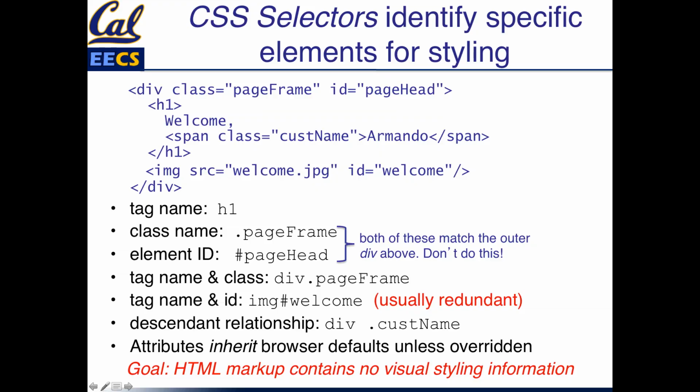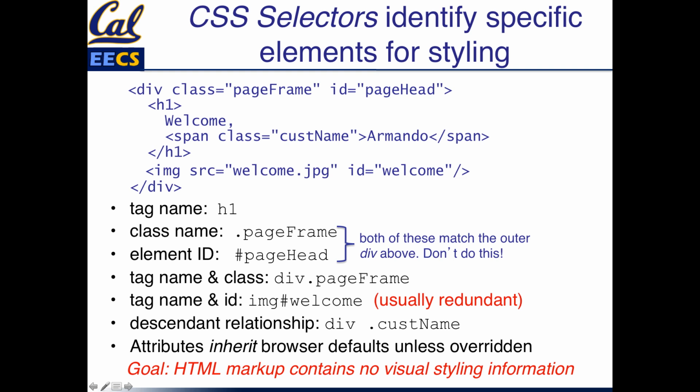Here's a very simple example that we can use as the basis of showing how some selectors work. The simplest way we can select an element is by the tag name. So this selector says any elements that have an h1 tag, no matter what class or ID they might have, and that paints a pretty broad stroke. That's usually more general than you want.